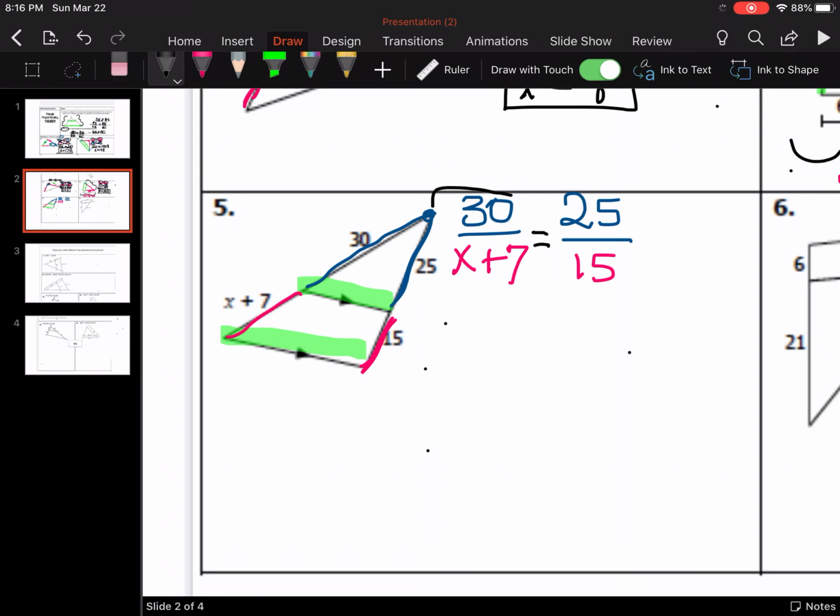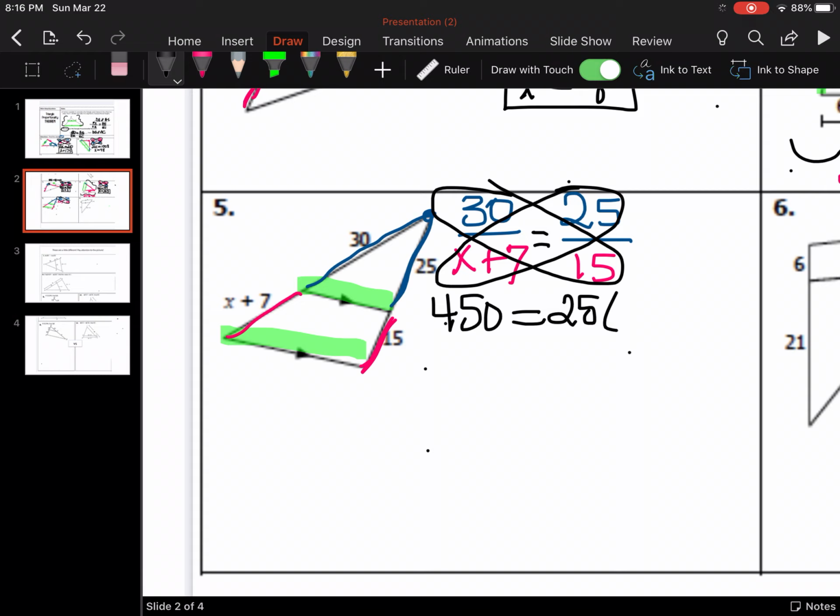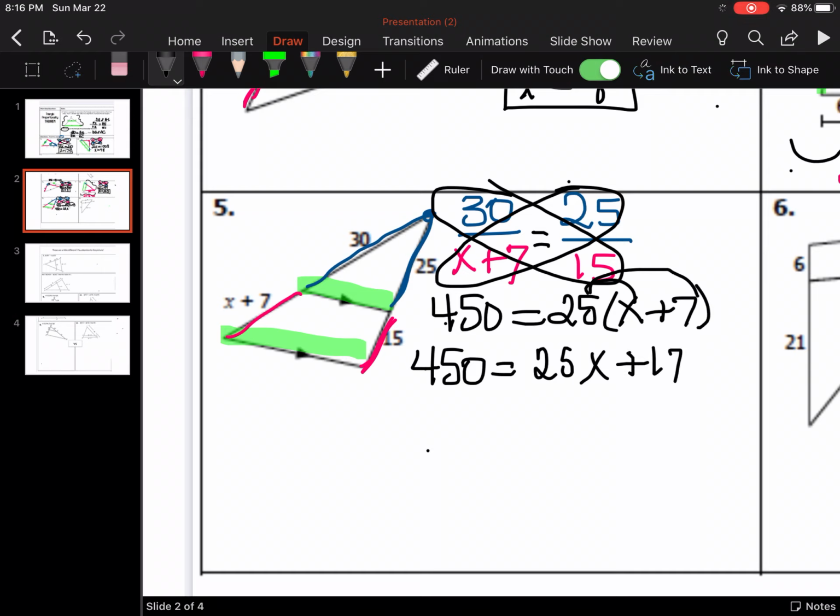All right, we're going to cross multiply here. 30 times 15, which is 450, equals, now, don't forget, when you cross multiply with a binomial, put the binomial in parentheses so that you don't forget to do what? Oh, that's right. I heard you say distribute. Sorry, I'm losing my mind. Here's 25x times now the 7, which gives us 175.